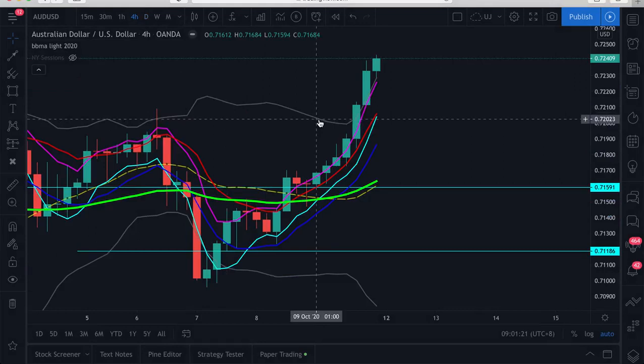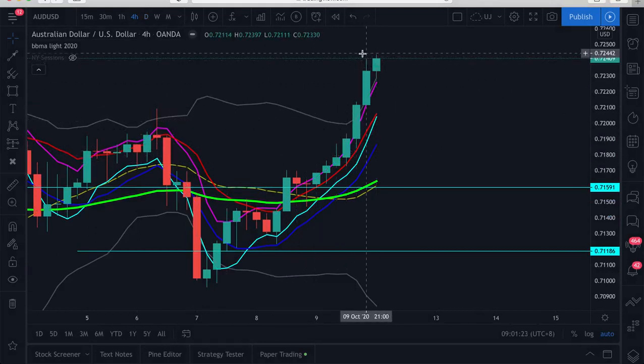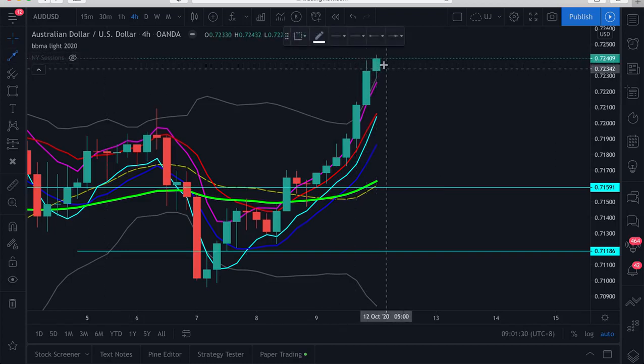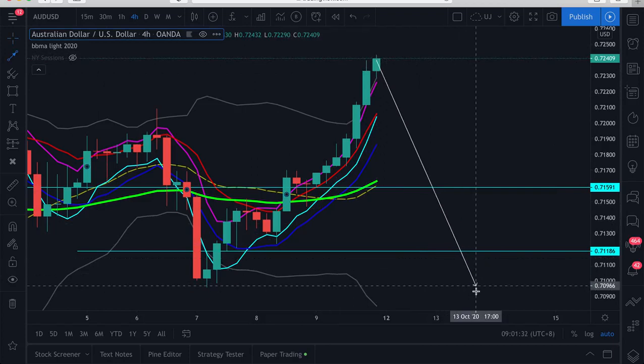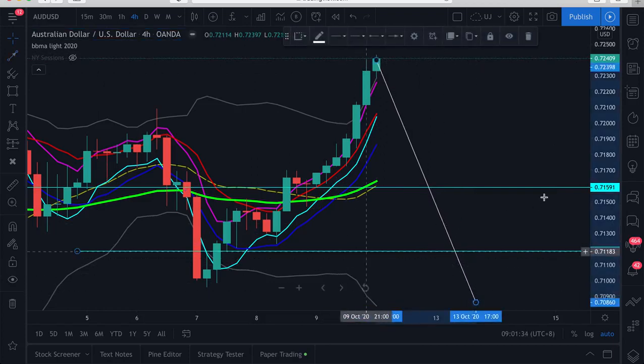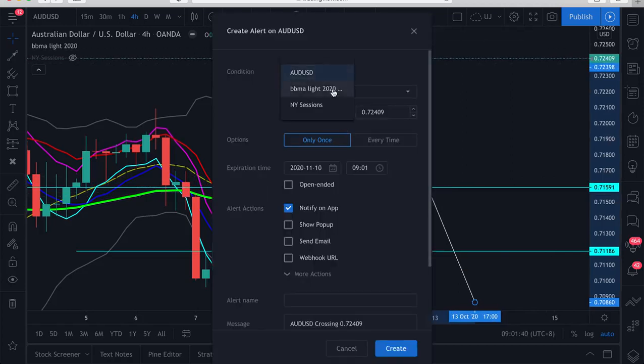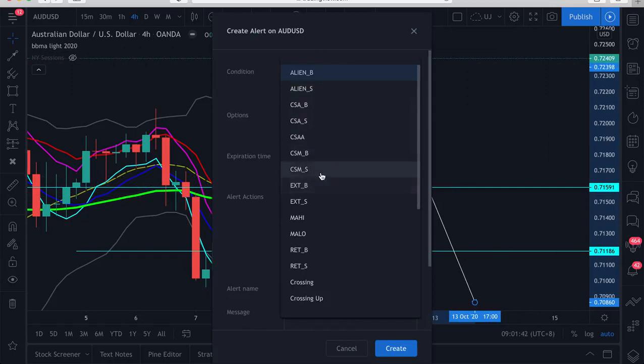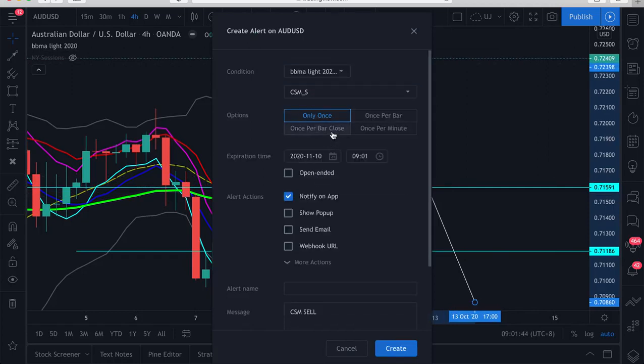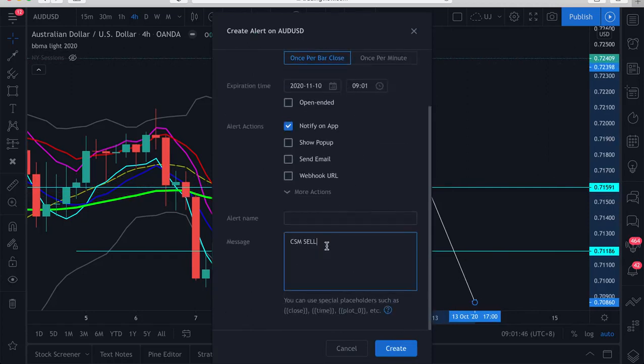On H4, however, price is still closing outside the Bollinger Band. This indicates there's still a very strong upward movement. So what we want to see is this drop below the low BB, and we're going to take the retracement as well. So we're going to set an alert for this one as well, CSM sell at H4, and check it goes below EMA 50.